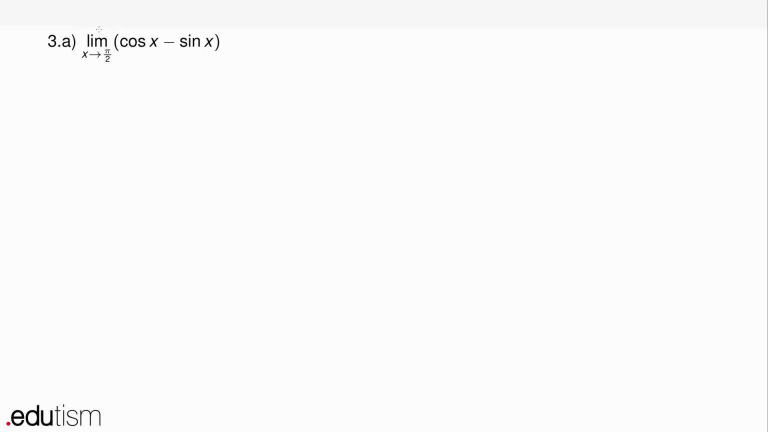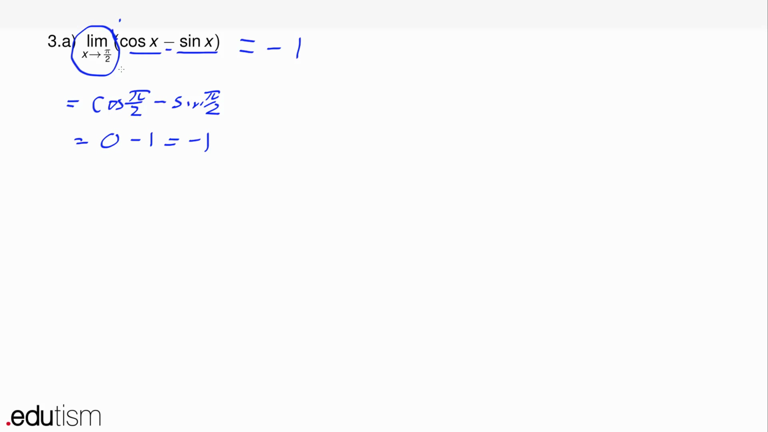For question 3a, we want to find the limit as x goes to pi over 2 of cos x minus sin x. With any limit question, the first thing we should always try is just plugging in. So we plug in pi over 2 for x, we get cosine pi over 2 minus sine pi over 2. Cosine pi over 2 is 0, sine pi over 2 is 1. 0 minus 1 is negative 1. That's it. This limit is just negative 1. We don't have to do anything more than just plugging in pi over 2 for x.